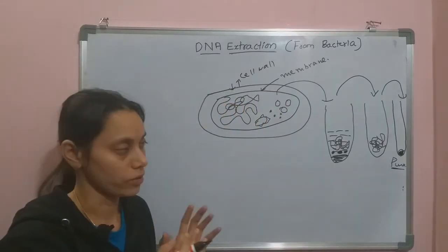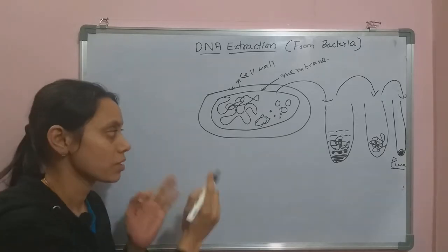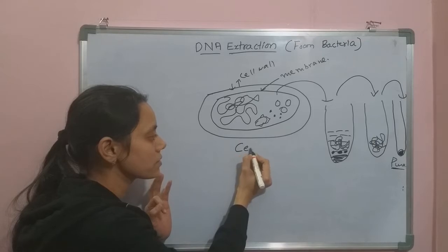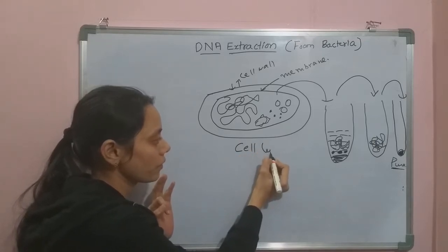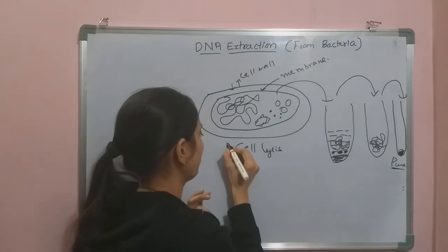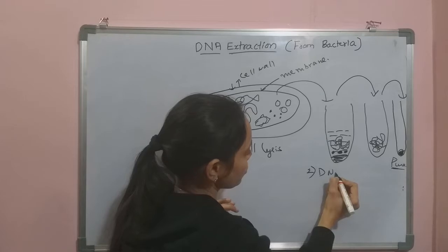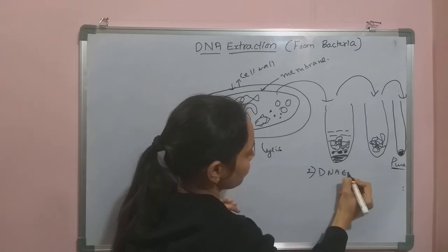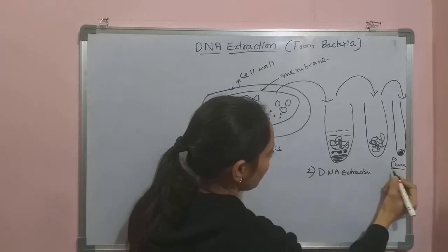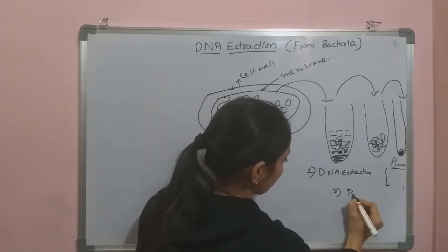So that is the whole process. As we discussed, there are three steps. In the first step there will be cell lysis, the second step will be DNA extraction, and the third step is the purification.